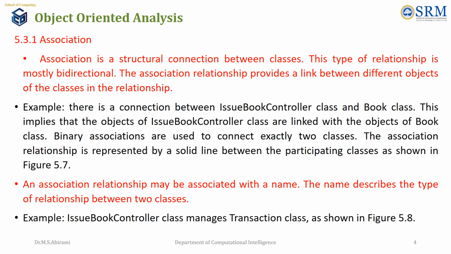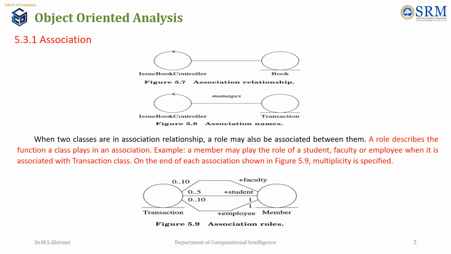That is the issue book control class, which is managing the transaction class in figure 5.8. So we have the transaction class, which is going to be managed or controlled by the issue book controller class. When two classes are in an association relationship, a role may also be associated between them. A role describes the function a class plays in an association. For example, a member may play the role of a student, faculty or employee when it is associated with the transaction class.